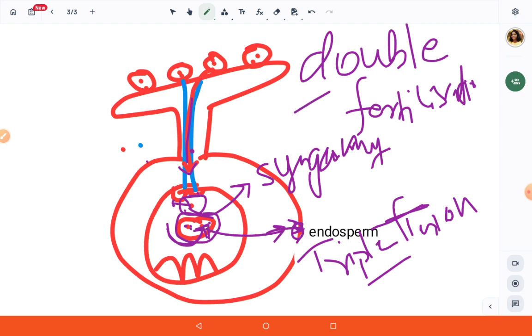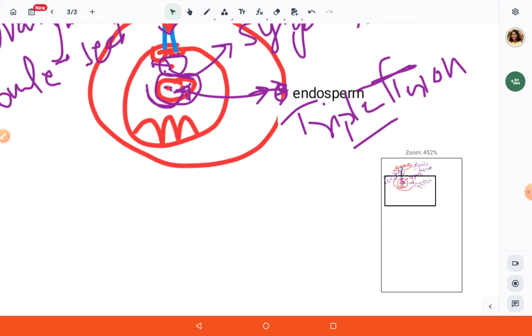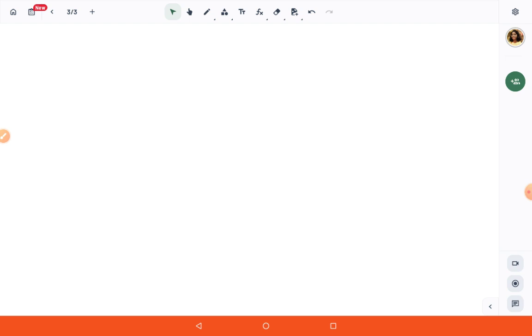Now remember some more things: after the fertilization, the mature ovary will turn into a fruit, and the fertilized ovule will turn into a seed. Okay, now just remember the seed structure. Seed structure is very important. I'll tell you, it's nothing more in it. Very easy structure is there.